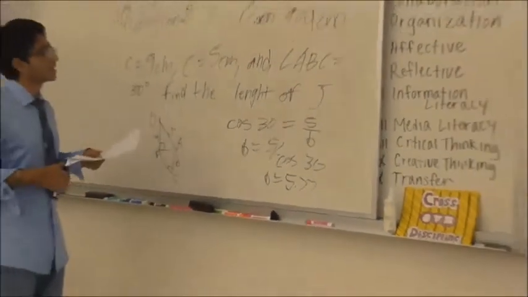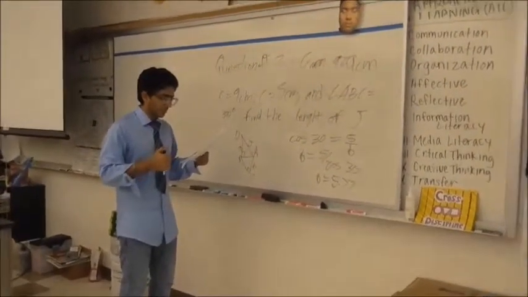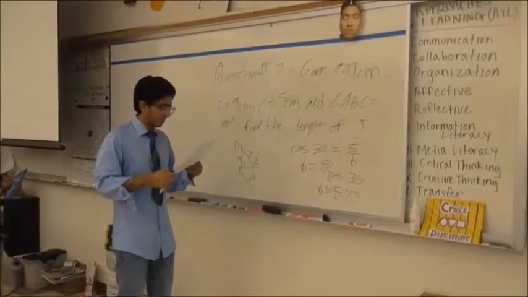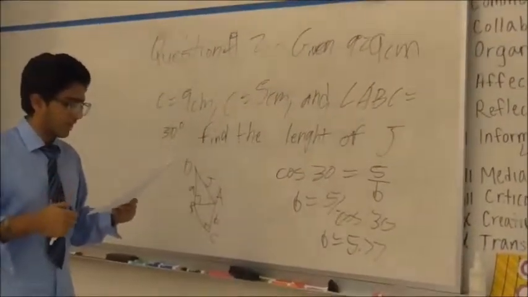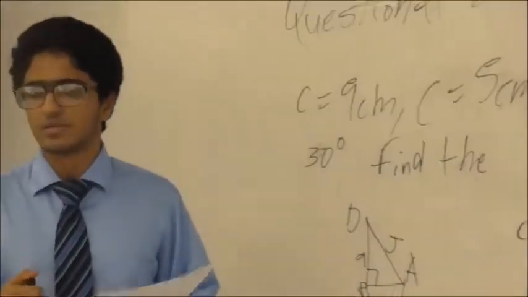The problem also reads, given D equals 9 centimeters, C equals 5 centimeters, and angle ABC equals 30 degrees, find the length of J. In case you class couldn't read the board.